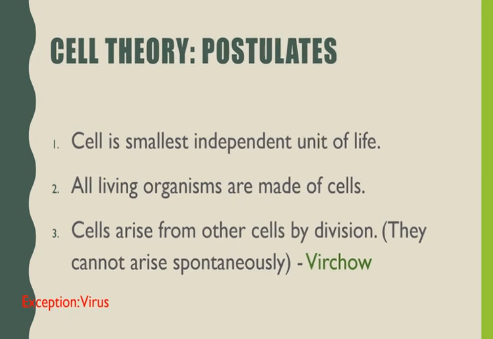We come back to cell theory. There are 3 points in the cell theory. You can see them on your screen. These 3 points are known as postulates. The 3 postulates of cell theory are: the first one, cell is the smallest independent unit of life. Independent means a cell is capable of survival on its own.